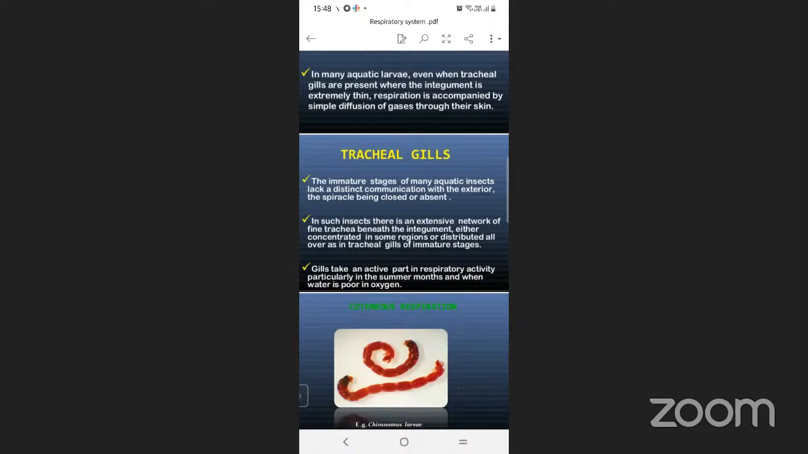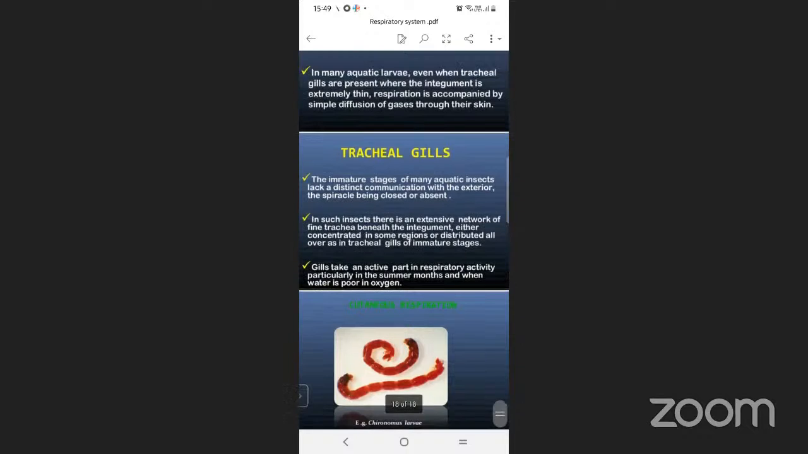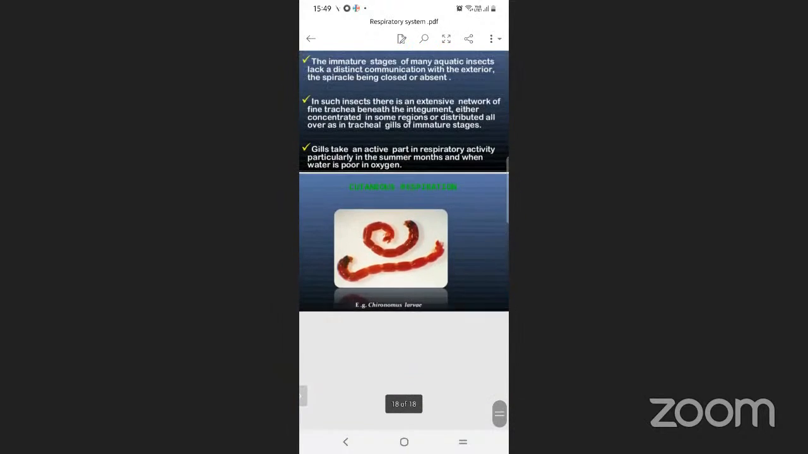In some insects, there is an extensive network of fine trachea beneath the integument, either concentrated in some regions or distributed all over, as in the tracheal gills of immature stages. Sometimes even gills take an active part in the respiratory activity, particularly in the summer months when water is poor in oxygen. So aquatic insects face scarcity of oxygen in the summer months. In insects, we see even cutaneous respiration. That is the chironomus larva.